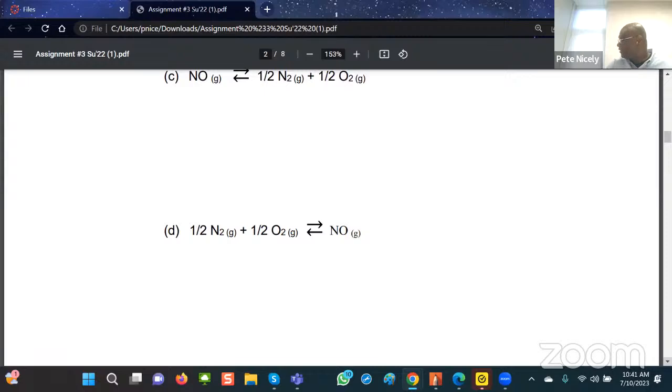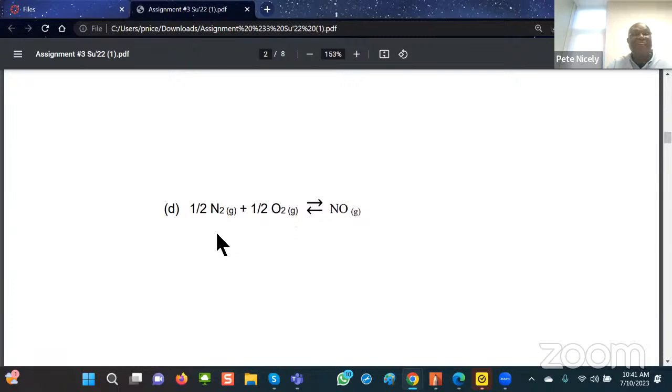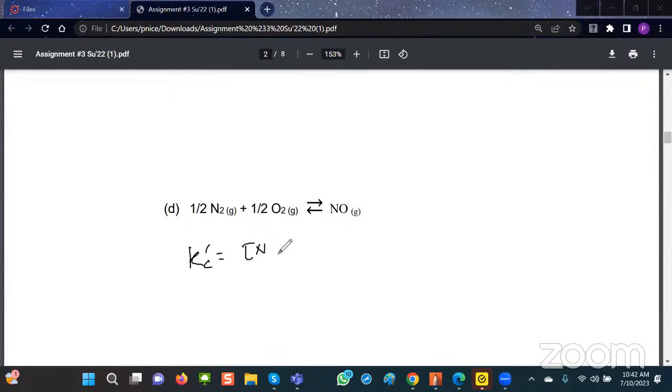No, hold on. We just did D, right? No, we did C. So in the case of D, let me get my thing working here. What would Kc prime in this case be equal to? Kc prime would be equal to what? The concentration of NO over the concentration of N2 to the half times the concentration of O2 to the half.